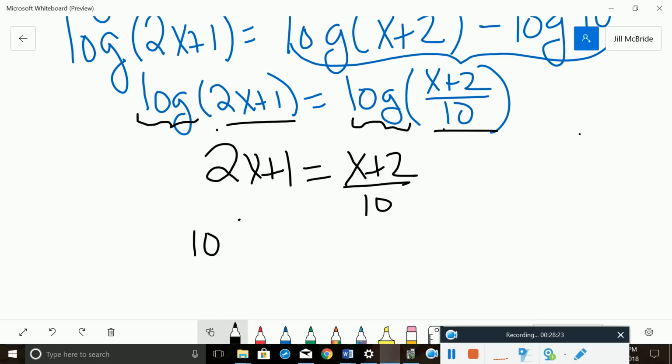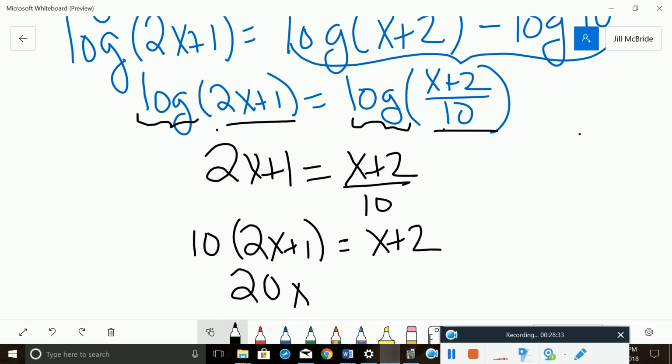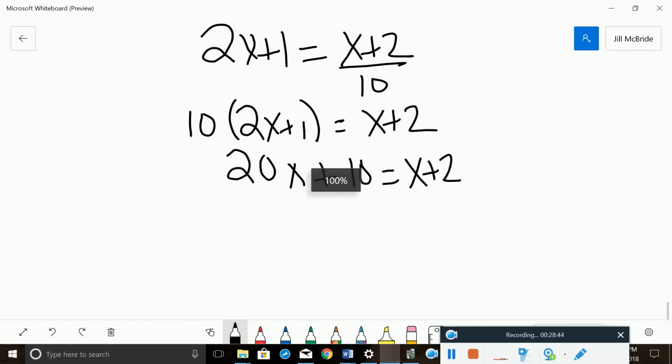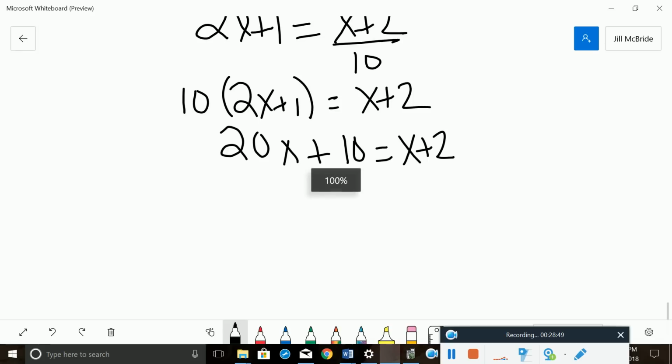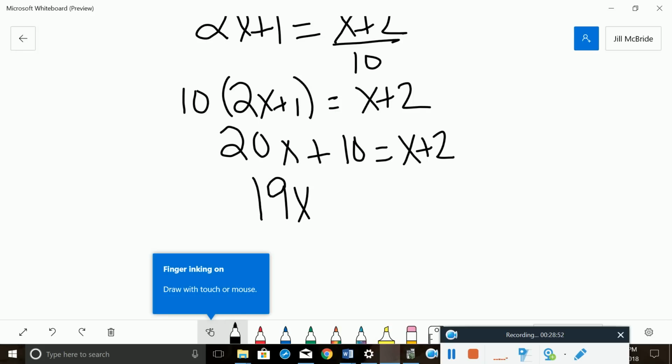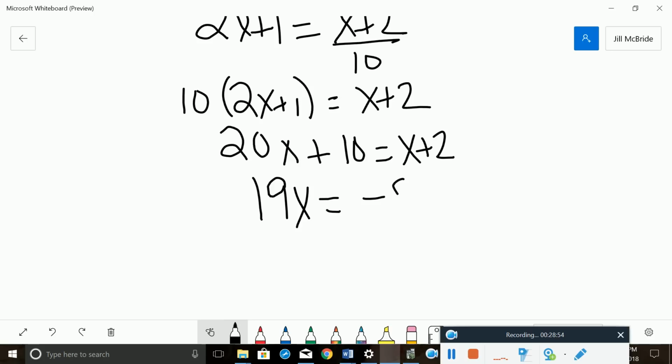I'm going to multiply both sides by 10. I'm going to distribute the 10. And do a little work here. Subtract the x over. I get 19x equals negative 8. X equals negative 8 over 19.